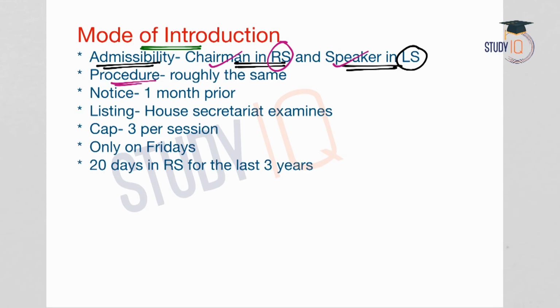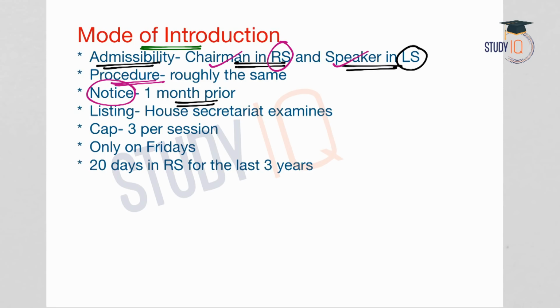And regarding the procedure, it is almost the same for both the houses. The private members, that is, the members of parliament other than the ministers, will have to give at least a month's prior notice before the bill can be listed for introduction. So before a bill is brought into the house, at least one month's prior notice must be given to the chairman or to the speaker of the house.